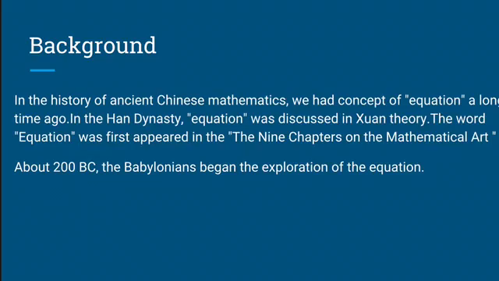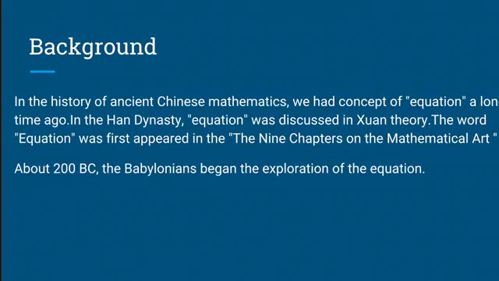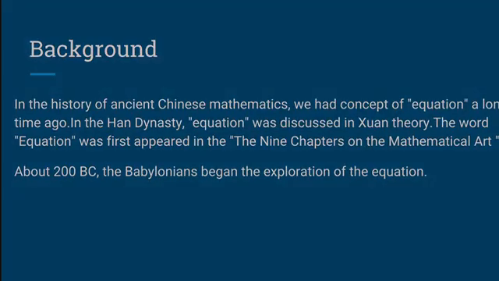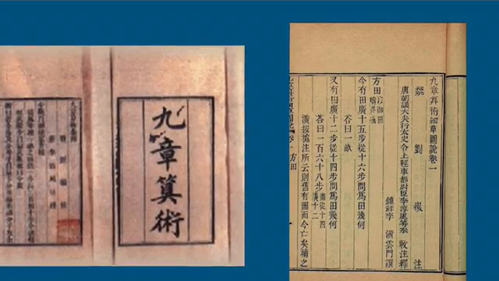About 200 BC, the Babylonians began the exploration of the equation. The Nine Chapters on the Mathematical Art is a Chinese mathematics book composed by several generations of scholars from the 2nd century BCE, its latest stage being from the 2nd century CE.